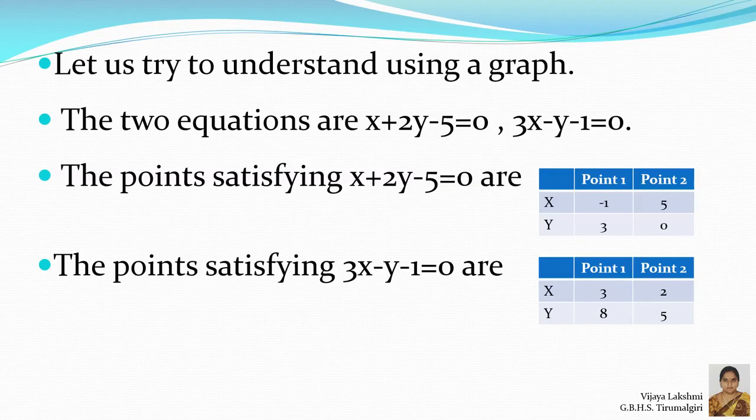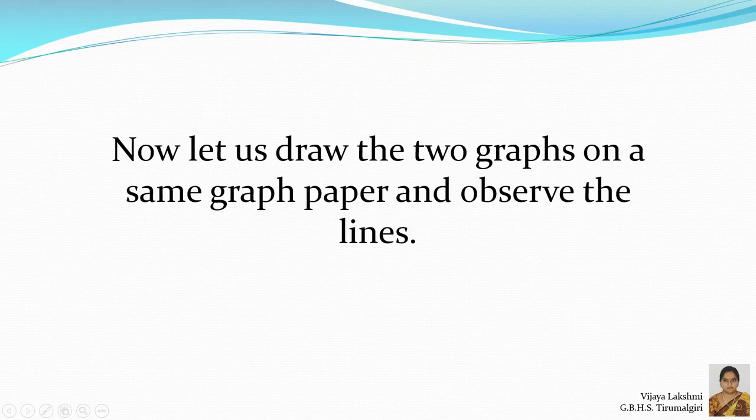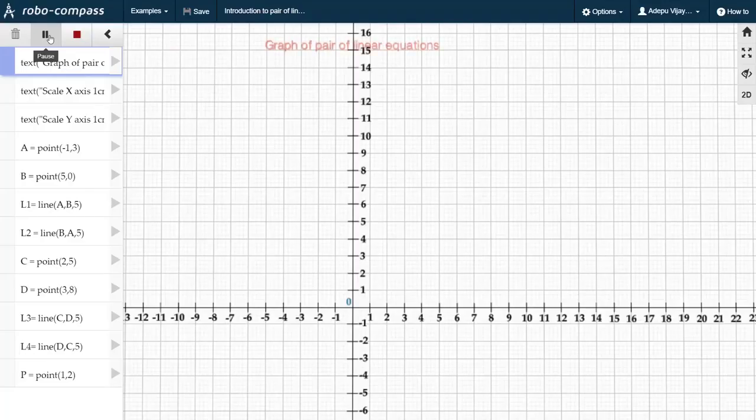Similarly, I am finding the points for the second linear equation, 3x minus y minus 1 equal to 0. And the points are 3, 8 and 2, 5. Now let us draw the two graphs on a same graph paper and observe the lines. In our previous classes, we have drawn only one graph on one graph sheet. But here we are saying pair of linear equations. So we are taking two equations and we are drawing in a same graph paper.